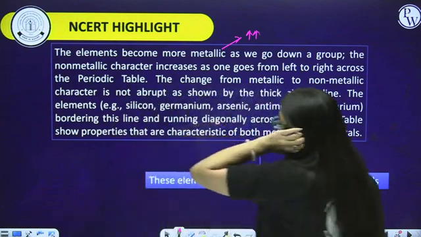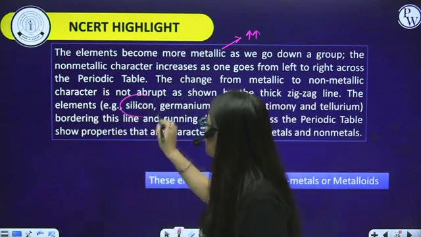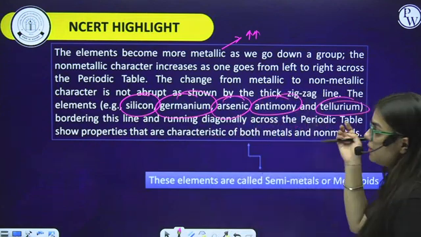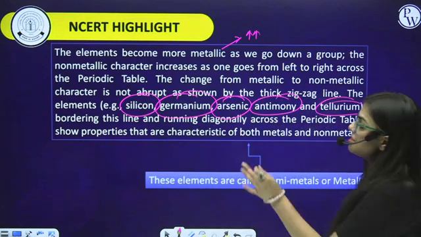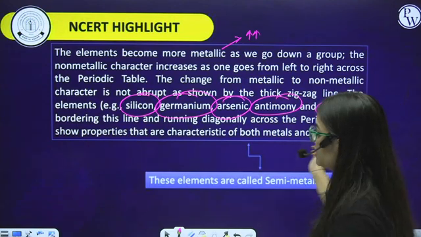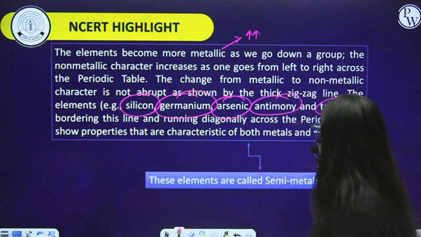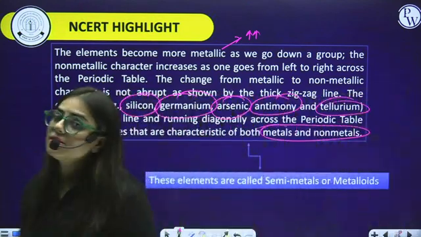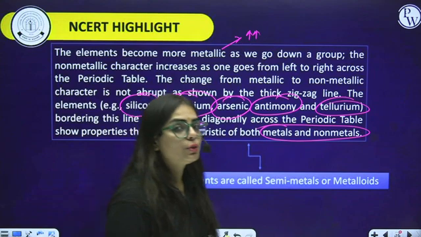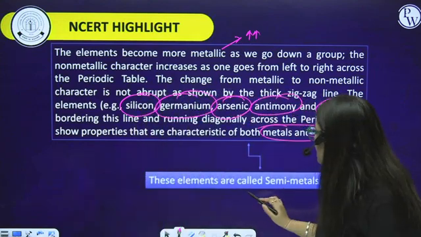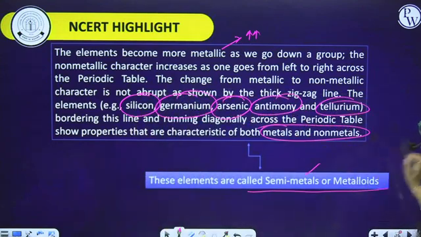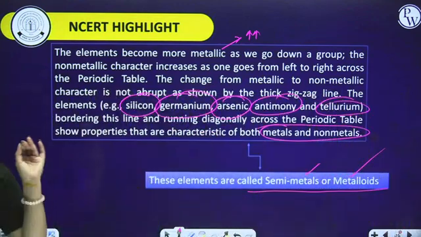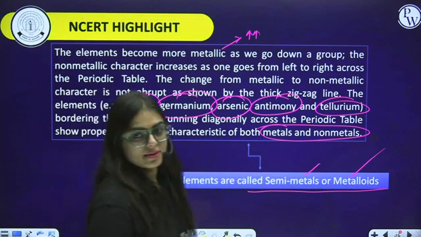Okay, the elements are silicon, germanium, arsenic, antimony, and tellurium, even polonium. Bordering this line and running diagonally across the periodic table, they show the property that they are characteristic of both metals and non-metals. They contain both the characteristics of metals and non-metals. That's why they are referred to as metalloids. So what are they called? Ma'am, these elements are called semi-metals or metalloids. Clear, everyone? Kindly mention this in your NCERT, my dear students.